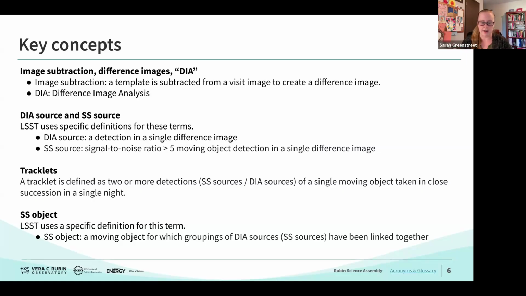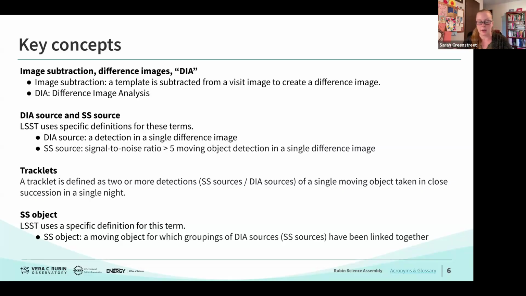Tracklets are another key concept. Tracklets are defined as two or more detections, so DIA sources or SS sources, of a single moving object that are taken in close succession in a single night. And I should say as well, for the DIA sources and the SS sources, they are very similar to each other, but there is a table for each one of them within the data products, and they have slightly different information in each of them about that detection from the difference images.